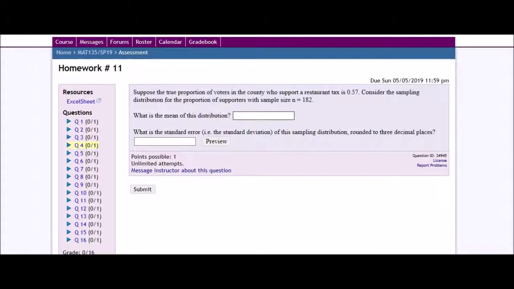Hello students, here's another video to solve one of the questions from homework number 11. This is question number 4, and this homework covers the distribution of the sample proportion.